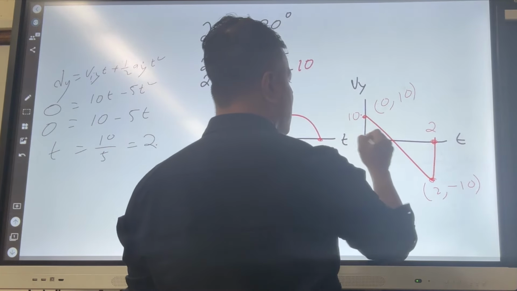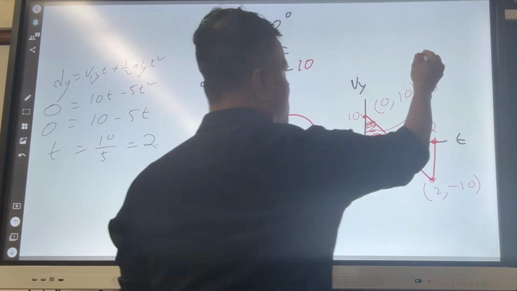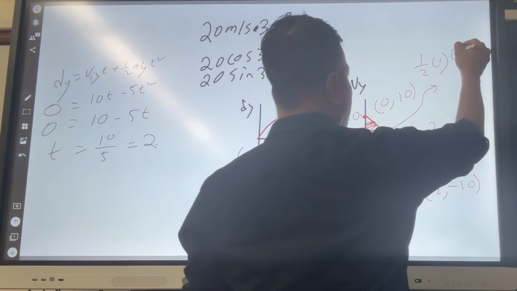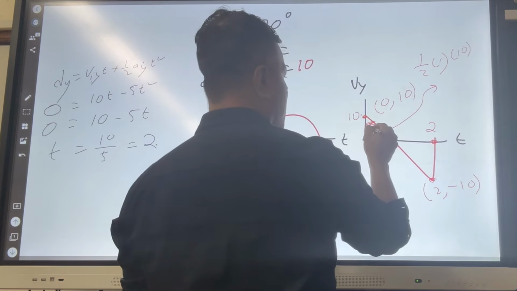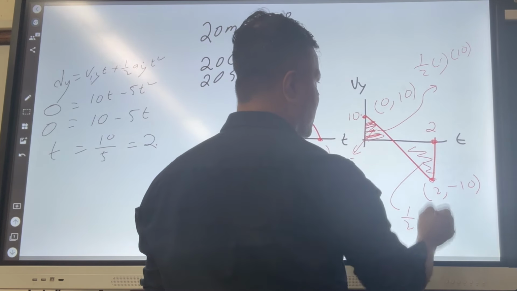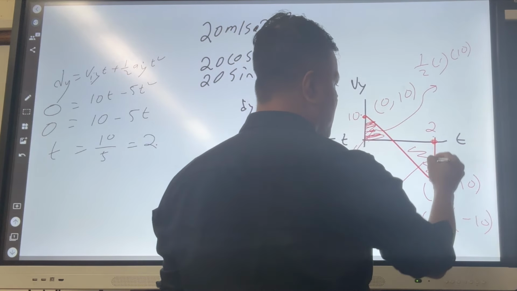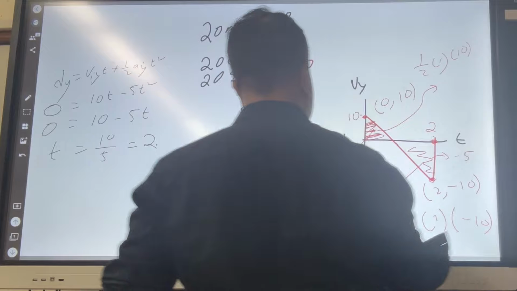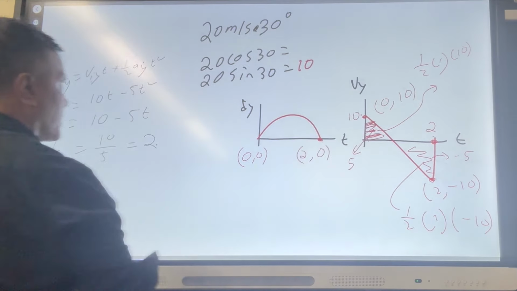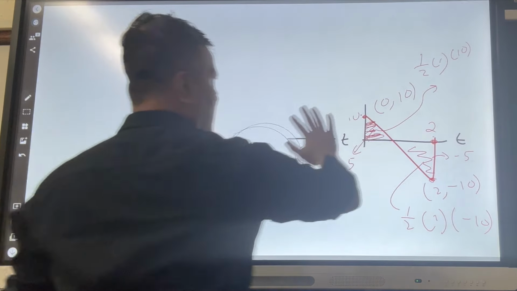Okay, don't forget this. This is the area under the curve. How much is this? Half b h. So half b is 1, this is 10. So this is 5. And what about this one? Half b is 1, and h is negative 10. So this one is negative 5. 5 plus negative 5 is 0. So total displacement is 0. Okay, very good. That was question number 5. Let's do something else. Question 6.